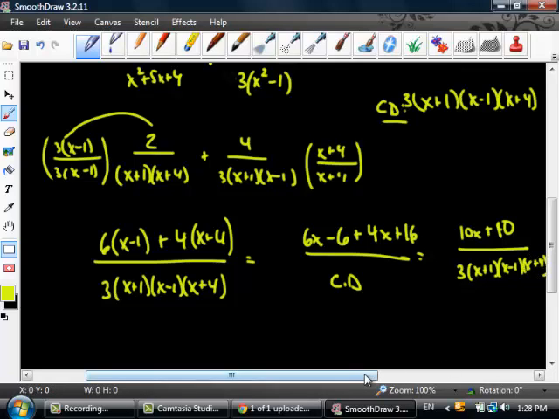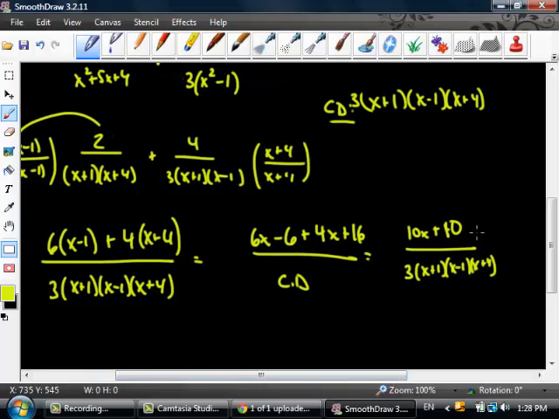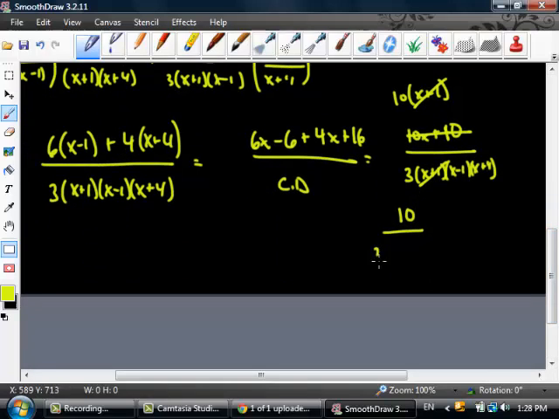Okay, now this one's kind of unique. I can go ahead and factor out a 10 here and get x plus 1, which means the x plus 1s can go away. So I end up with 10 over 3 times x minus 1 times x plus 4. That rarely happens, but when it does, it's actually kind of cool. Yeah? Okay.